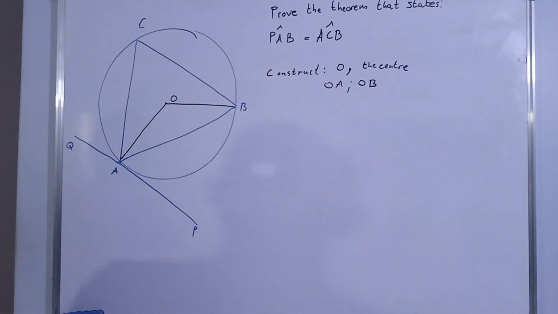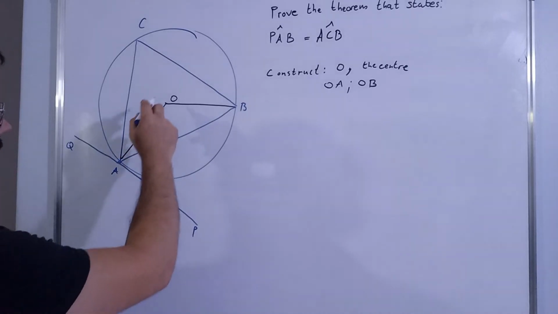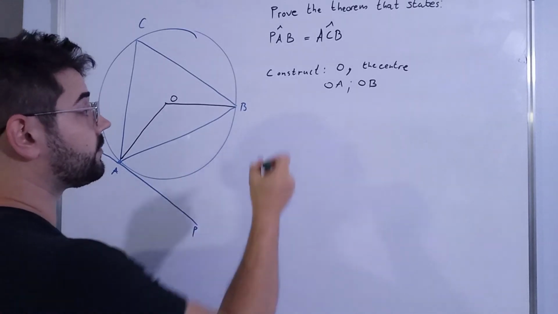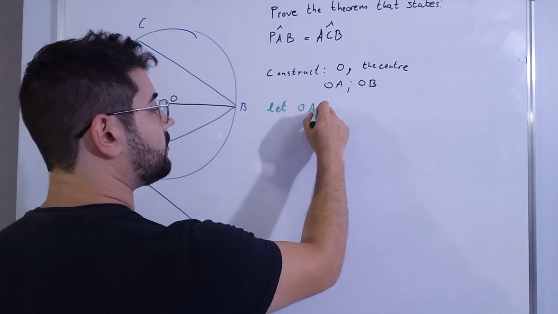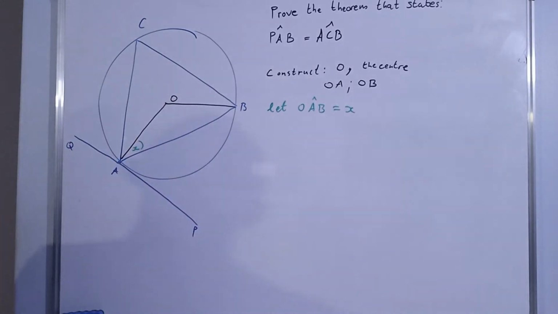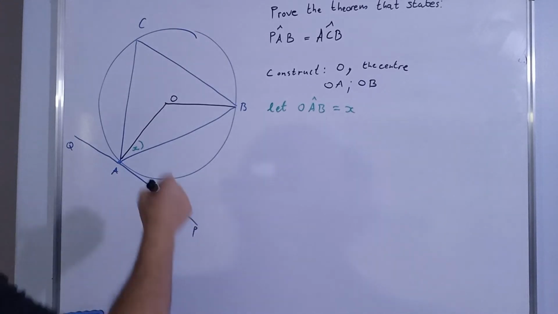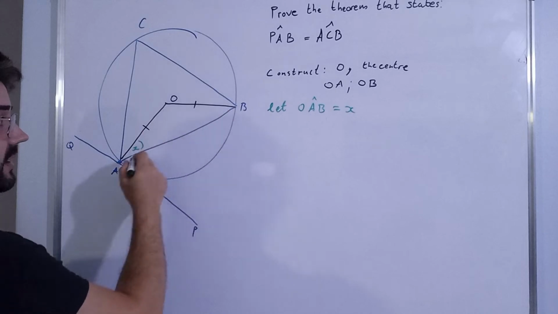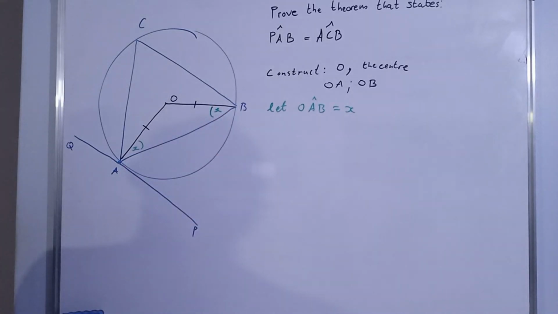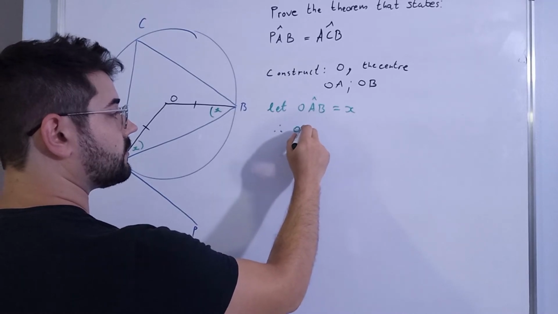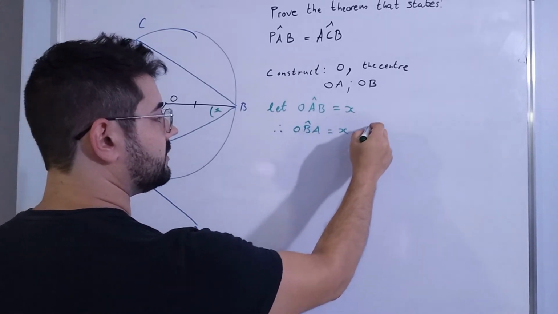Now the next thing is going to be to label an angle. And what I'm going to do here is I'm going to let OAB, so this angle over here, equal x. Let angle OAB equal x. That's this angle over here. And then right away, because we have this isosceles triangle here with equal radii, that means that OBA is also equal to x. And there is a reason for this. The reason is radii.